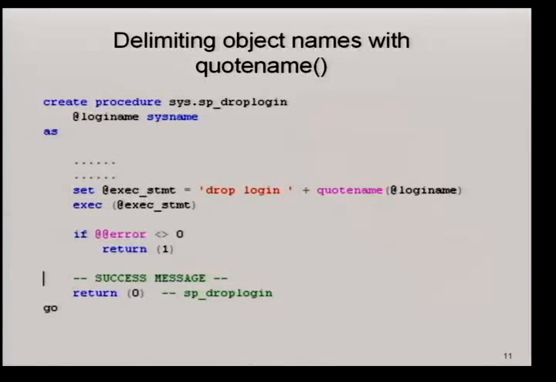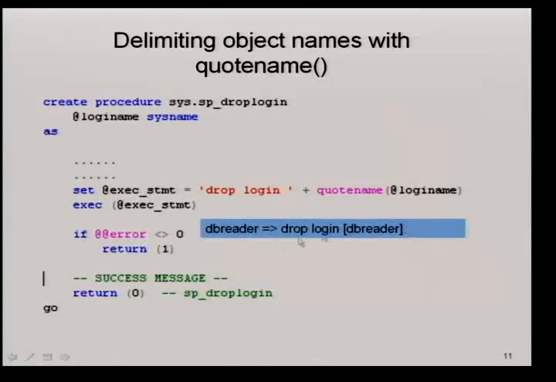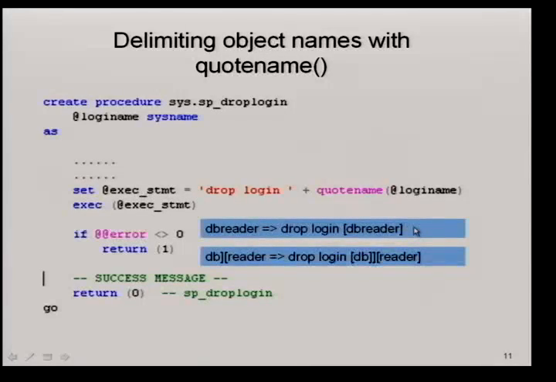So if you look at the body of this sp_droplogin stored proc, you will see the way the dynamic SQL statement is being formed here. DROP LOGIN plus QUOTENAME(@loginname). Because it's mainly designed for SQL object names, the default character for QUOTENAME is square brackets. So if you pass dbreader, this is the statement that gets formed. DROP LOGIN, left square bracket, dbreader, right square bracket. If you pass any square brackets inside it, QUOTENAME is going to double the occurrences of right square brackets, but it doesn't do anything with the left square bracket.